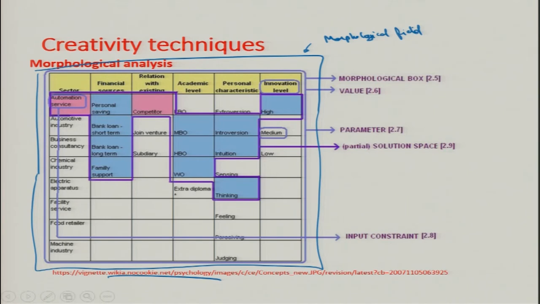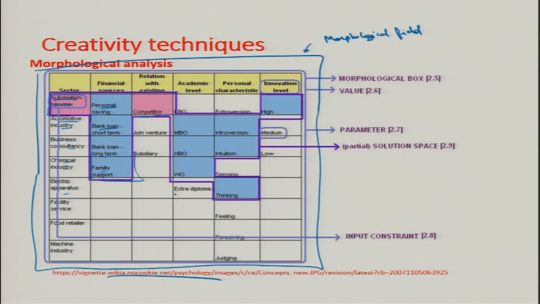Okay, we have the sector automation service, automotive industry, business consultancy, chemical industry, all these things. And we have financial sources, personal saving, bank loan, short term bank loan, bank loan for long term, family support, and we have relationship with competitor, joint venture, subsidiary. Now, what can morphological analysis do? Let us focus on the automotive service, this purple block, and all these financial issues, and only the competitor has to be considered. Then academic level, different levels of academics are there. Finally, these can lead to certain things. For instance, let me pick one, automotive service.